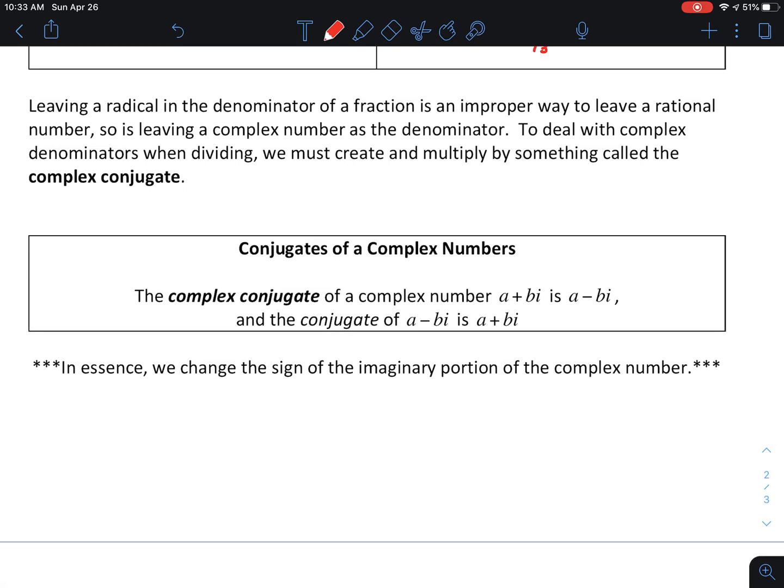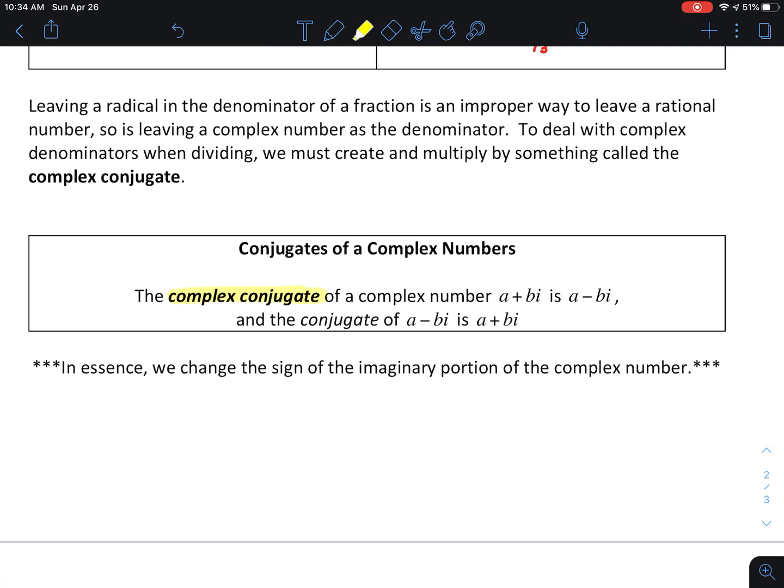It's not horrible, but it's kind of improper. And since imaginary numbers are really just radicals, it's also improper to leave imaginary numbers in denominators of fractions. So what we have to do is something called rationalizing the denominator. And when we have imaginary numbers, the way we rationalize a denominator is we use something called the complex conjugate.